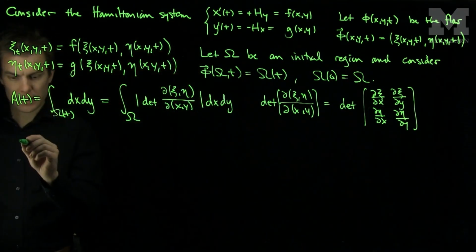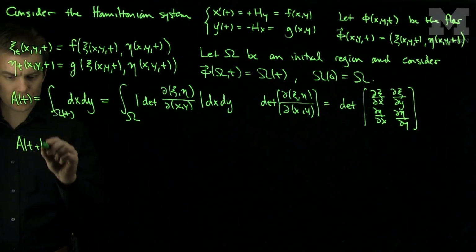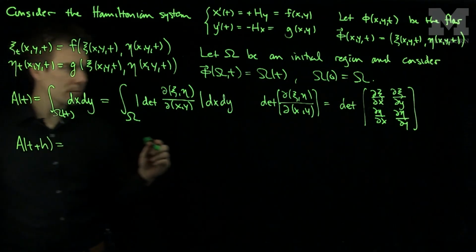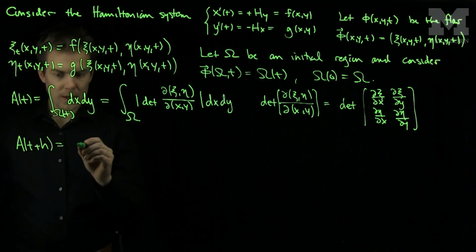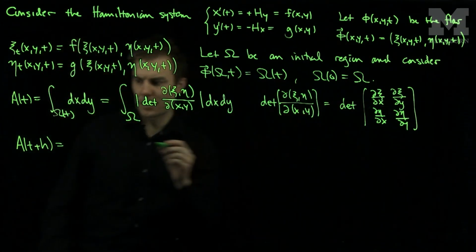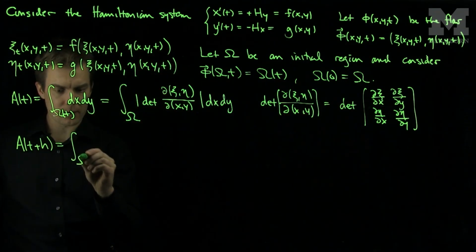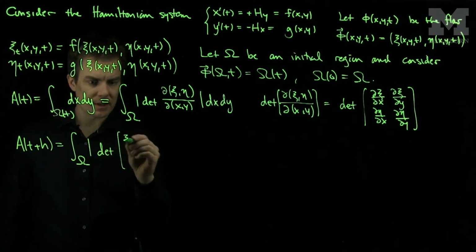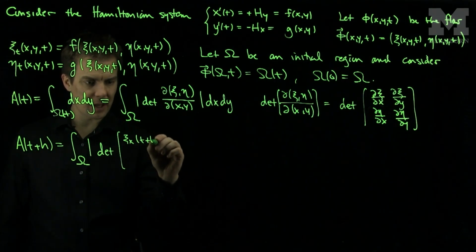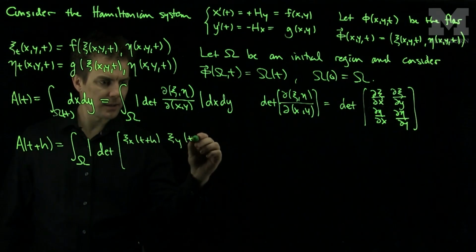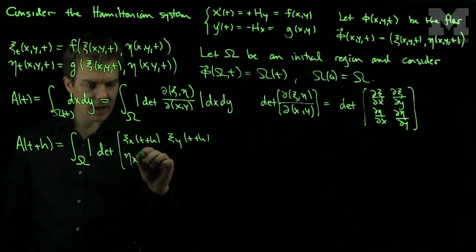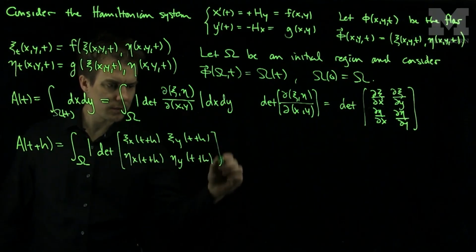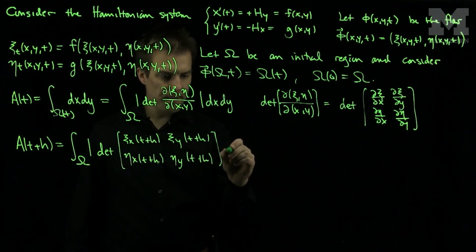So we'll look at A of t plus h. So A of t plus h will be the integral over omega of the absolute value of the determinant of xi_x at t plus h, xi_y at t plus h, eta_x at t plus h, eta_y at t plus h, and then I'll have a dx dy.